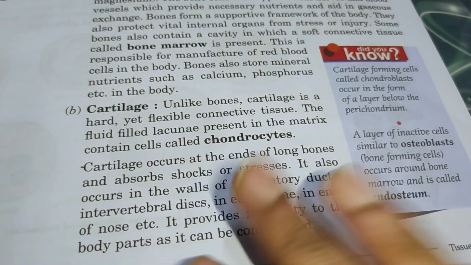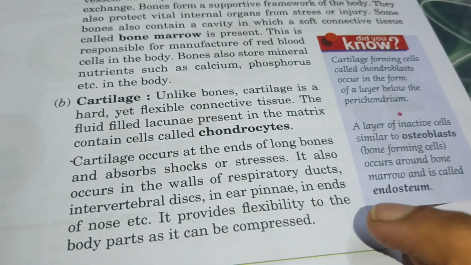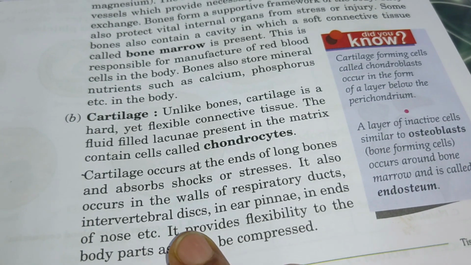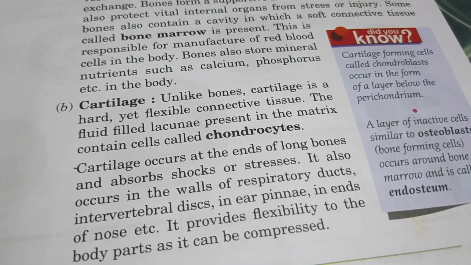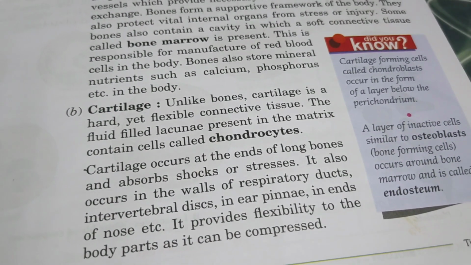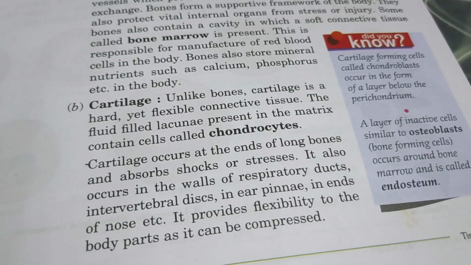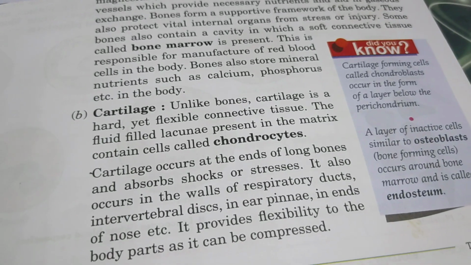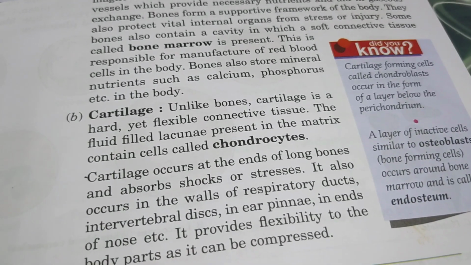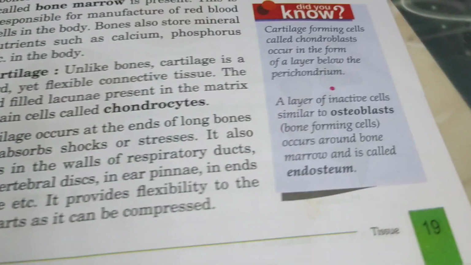It also occurs in the walls of respiratory tracts, intervertebral discs, in the ear pinna, in the ends of the nose, etc. So it also provides flexibility to the body parts as it can be compressed. So cartilage is a hard but flexible connective tissue. That's why it provides flexibility to the body parts, and it can be compressed.